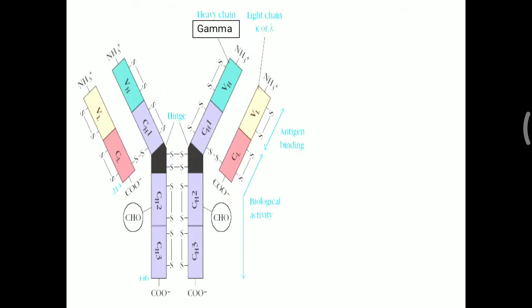Further, it is made up of the heavy chain that is called gamma, so the name is given immunoglobulin G. While the light chain may be of the kappa or lambda variety. The variable region of the heavy and light chain helps to make an enormous number of antibodies by this immunoglobulin G.